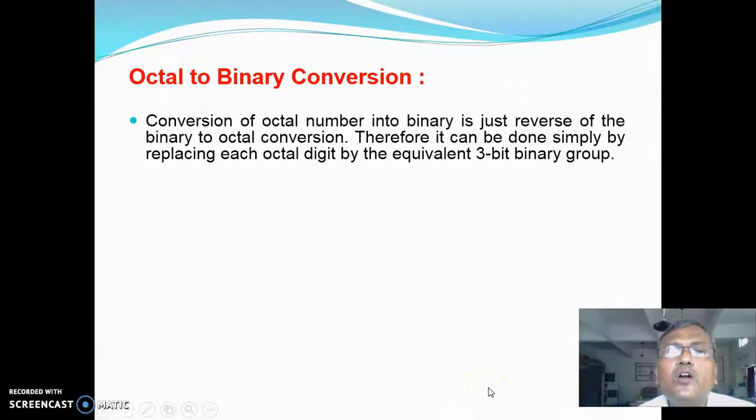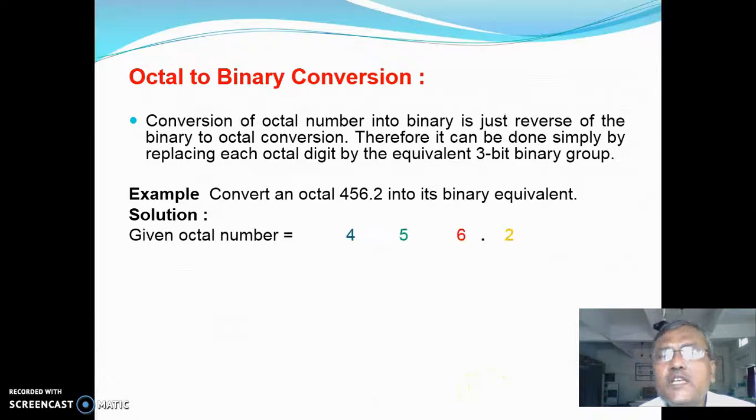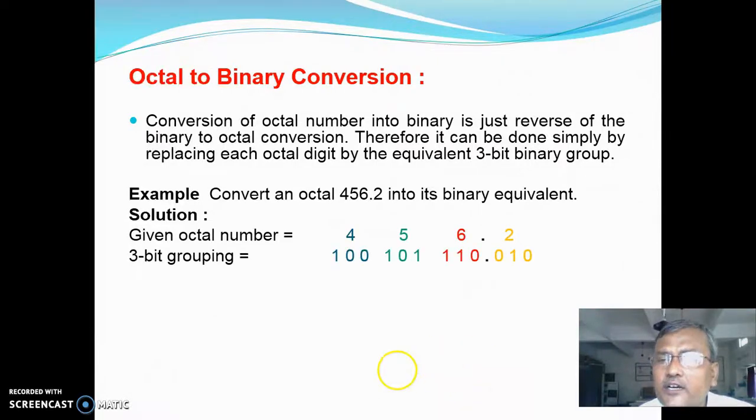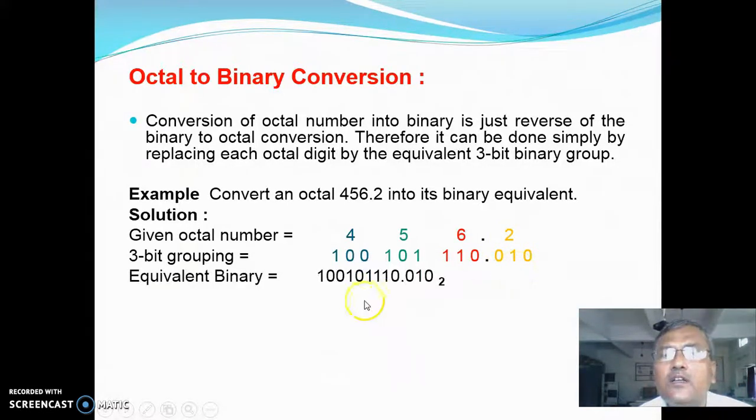So this is again octal to binary conversion. The process is again the same here. We write down the octal number, then we form the group corresponding to each digit. We write the group of 3 bits here: 4 is 100, 5 is 101, 6 is 110. Then there is a point. Then 2 corresponds to 010 like this here. So hence this is the equivalent binary number.